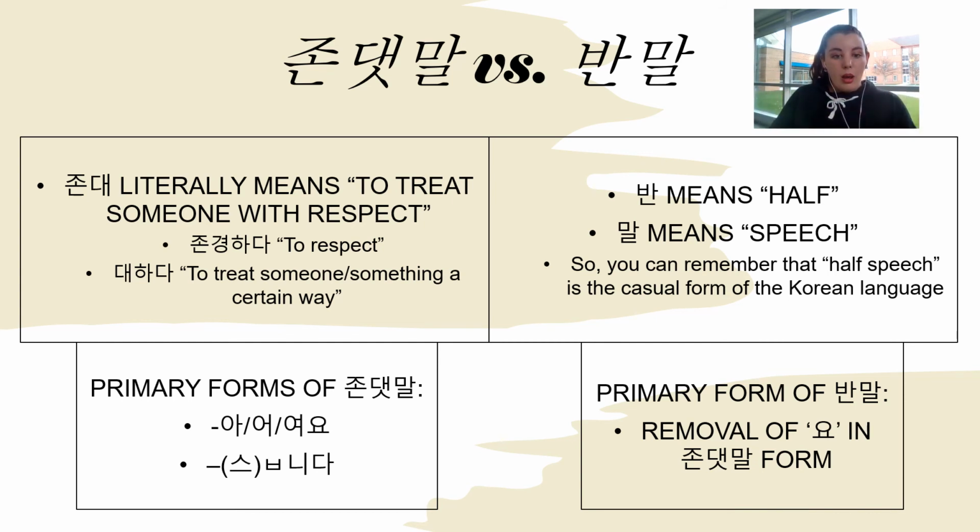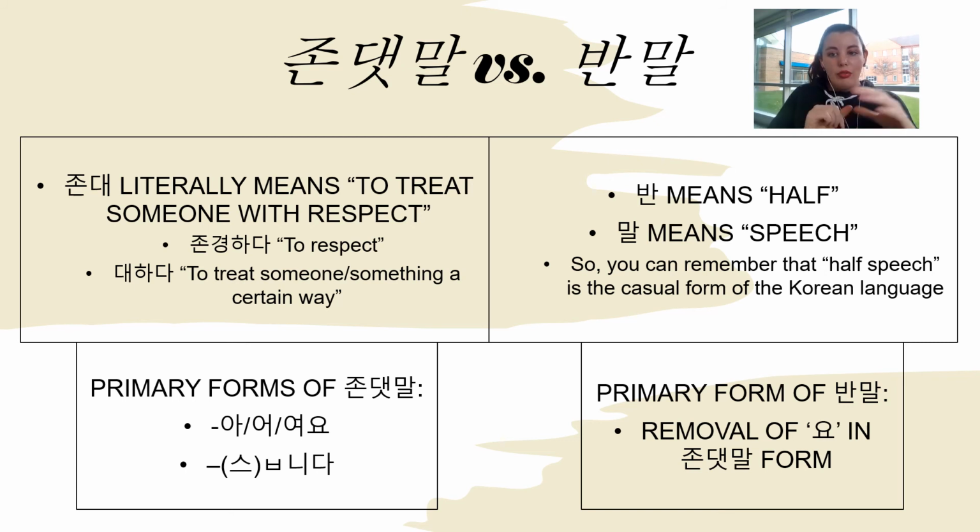The primary forms of 존댓말 are the 여 form or the 씁니다, 은니다 form. I wrote those out there. Those are just the sentence endings, so you'll see more examples of those later on. But those are the two main forms that you'll see in practice.